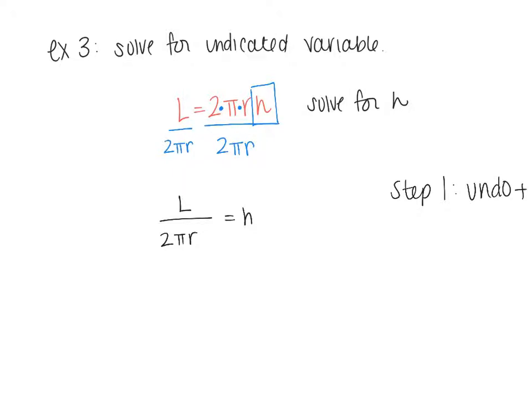So your steps for these are, first you're going to undo addition or undo subtraction. Step 2 is then going to be undo multiplication, undo division. Now in this case I didn't have addition or subtraction, so I went straight to step 2. But if you have addition or subtraction, move that over first and then do your division.